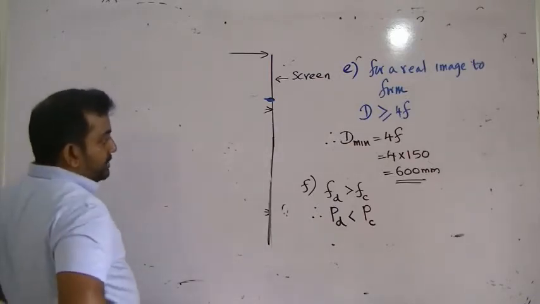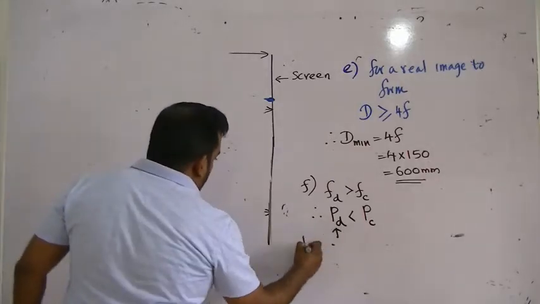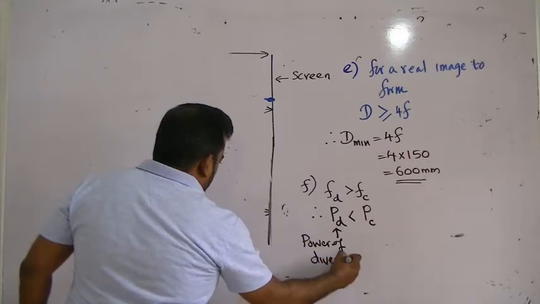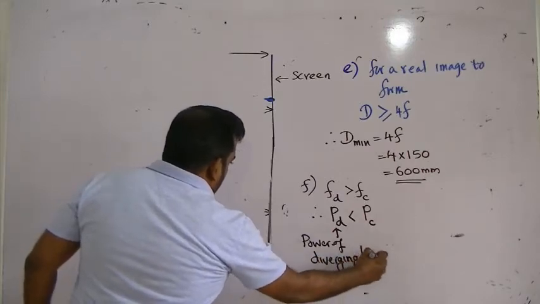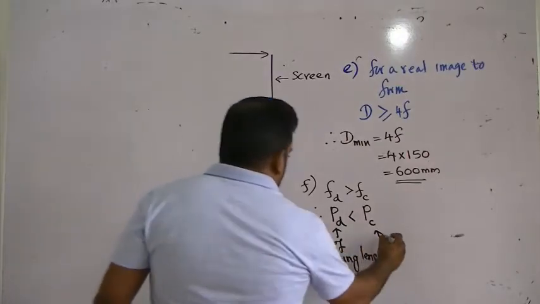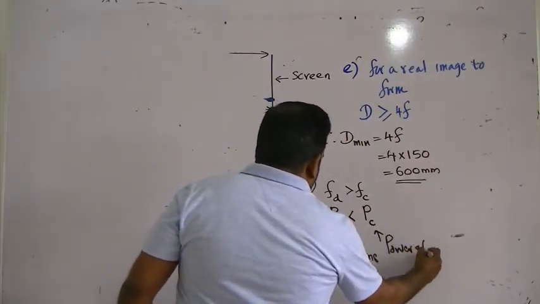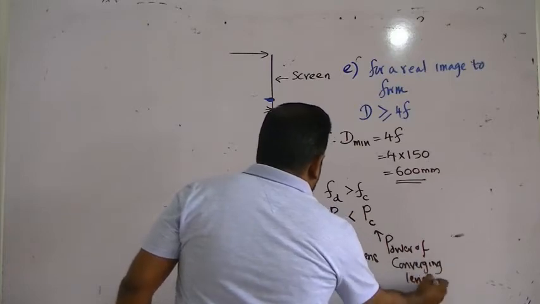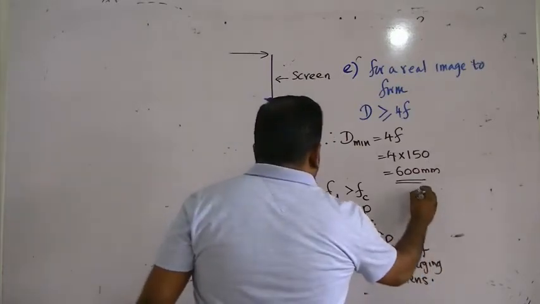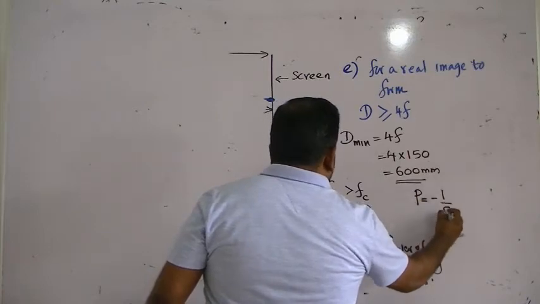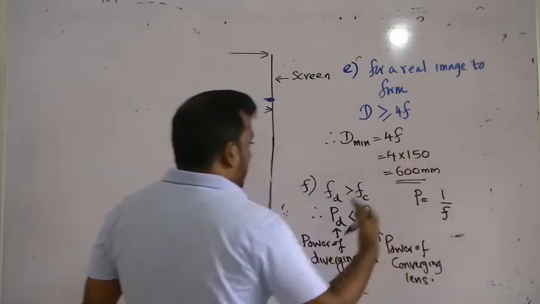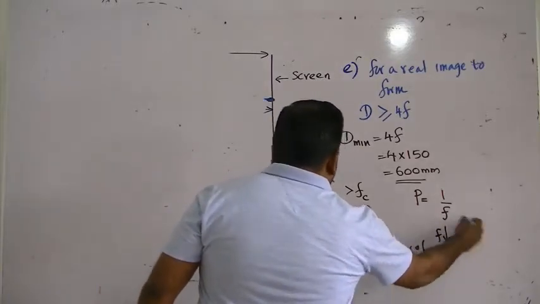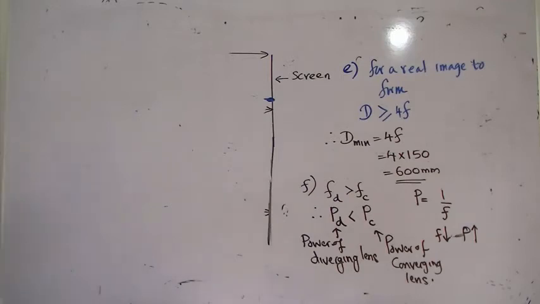Effective power will be convex. This is the power of the diverging lens, and this is the power of the converging lens. Look at the book; some people don't know the power. Power is defined as 1 over the focal length. Smaller focal length means greater power.